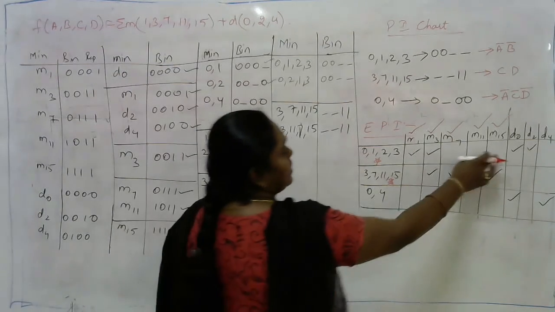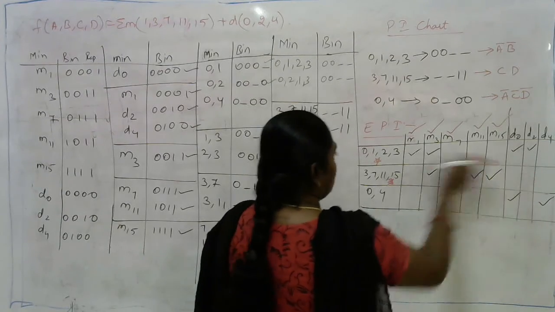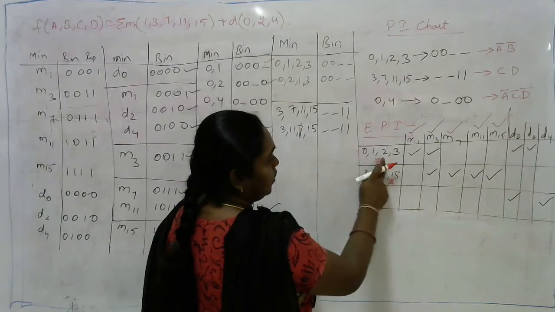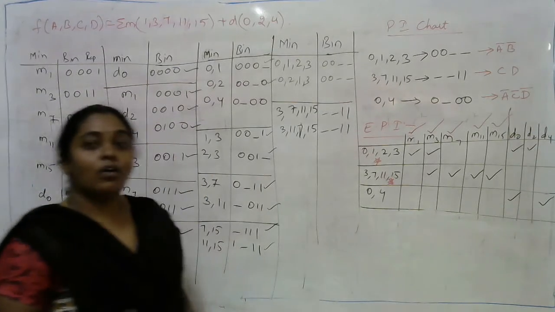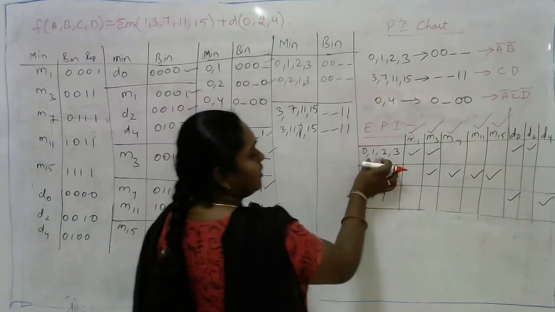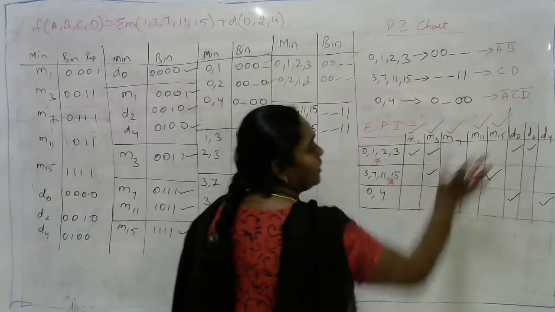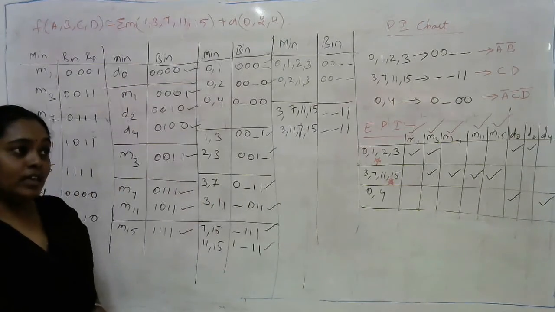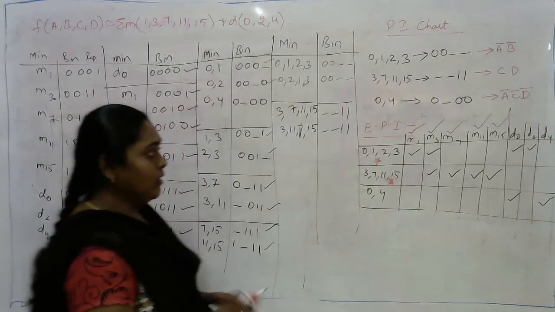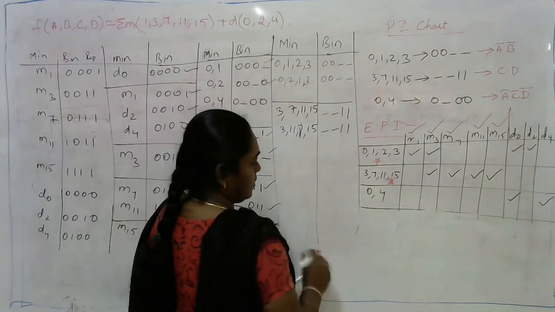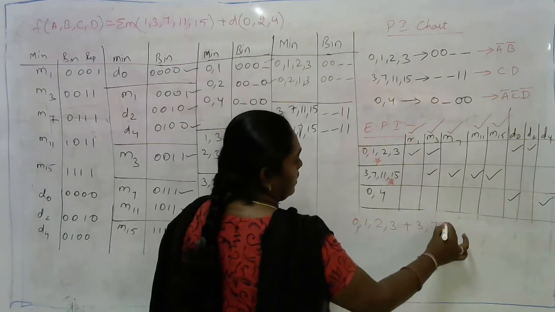So here, as D0 is present in 0, 1, 2, 3, it is not compulsory, see here, if we observe, 0 is covered, 2 is covered, but 4 is not covered. As 4 is a don't care, it may or may not be covered. But the essential prime implicants should cover all the minterms given in the question. If they don't cover them, they should be combined with other minterms also. So here the essential prime implicants now are 0, 1, 2, 3 plus 3, 7, 11, 15.